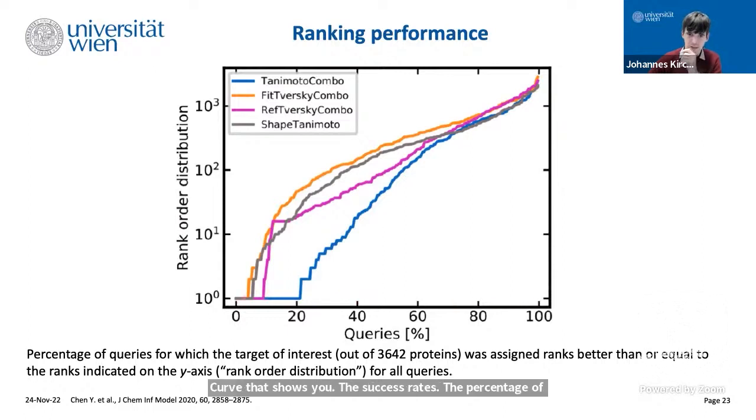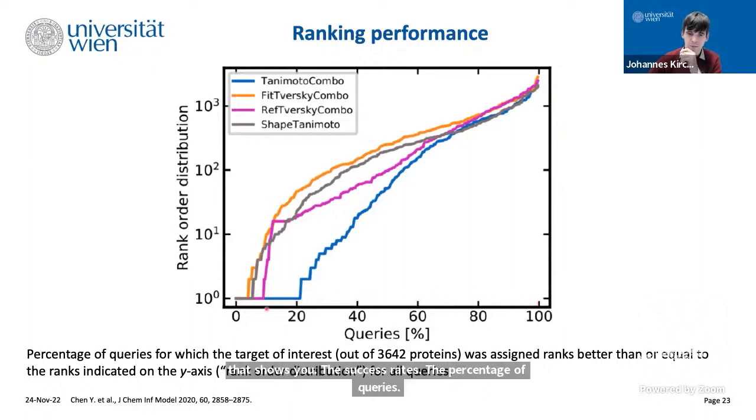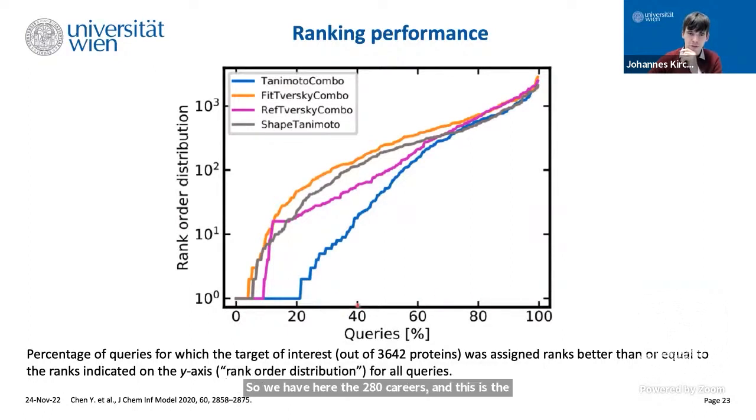So we have here the 280 queries, and this is the percentage of queries for which we have the correct target ranked among the top X or top K proteins. And these are the top 10 proteins, top 100 proteins, and so on. And remember, we have about 3,600 proteins here.